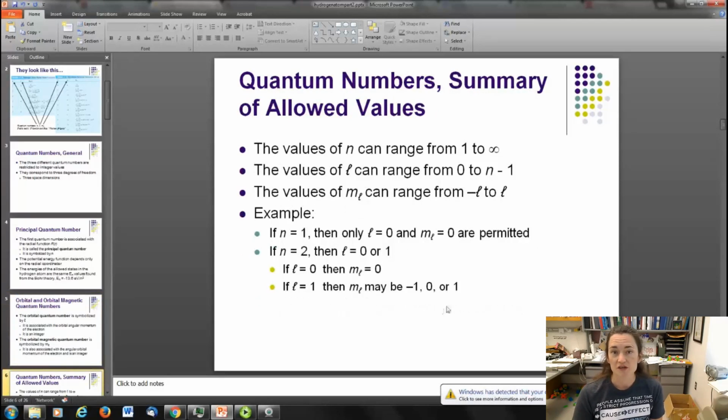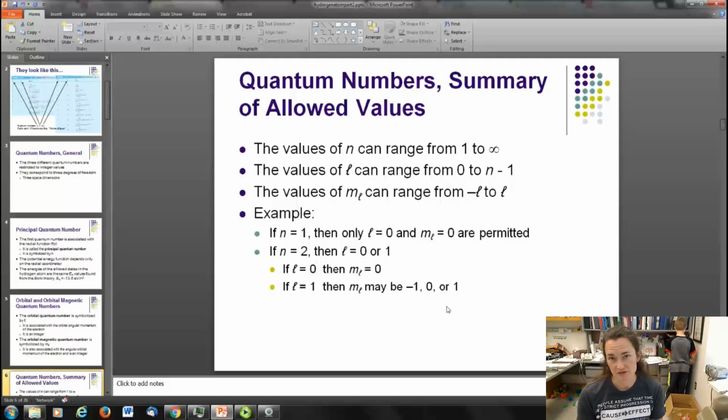So the values of n can range from 1 to infinity. So there's an infinite number of possibilities, starting with the ground state n equal to 1 and then going all the way up to infinity. Once you choose your energy level n, though, it restricts the values of the other two quantum numbers. So the values of your orbital quantum number l range from 0 up to n minus 1. And then once l is chosen, the values of m sub l are further selected, and it goes from minus l to l in integer steps. All of these are integers, so they take integer steps.